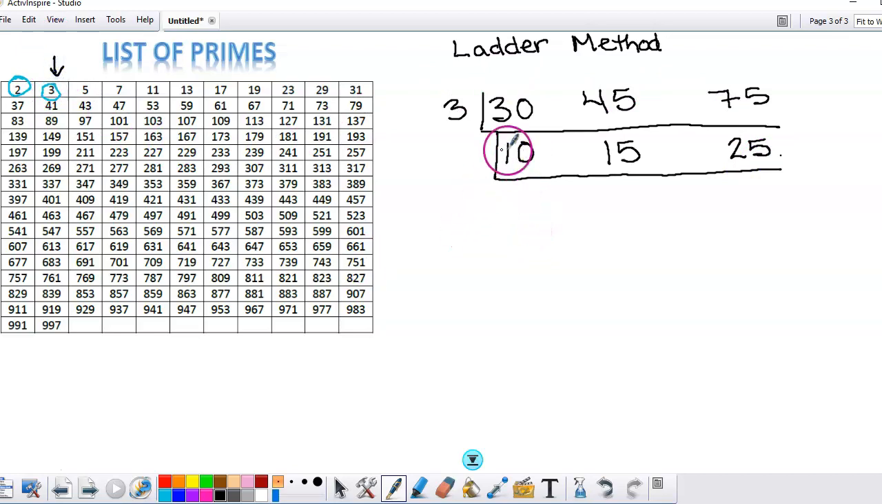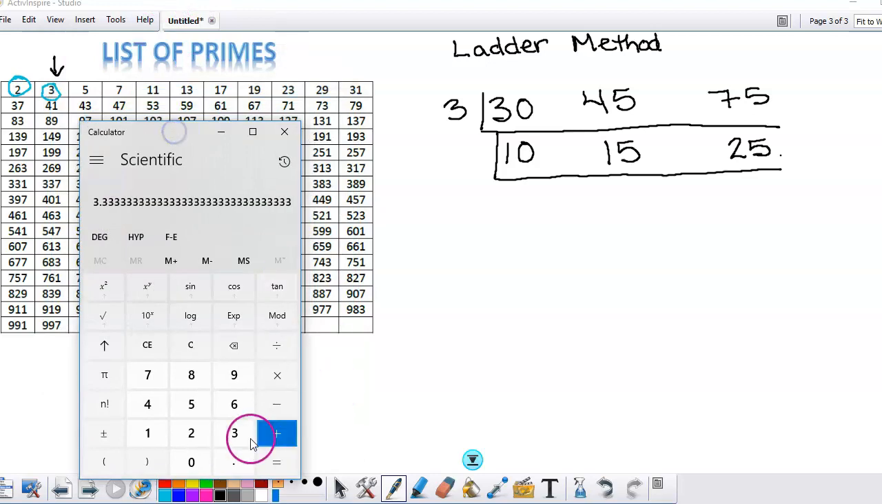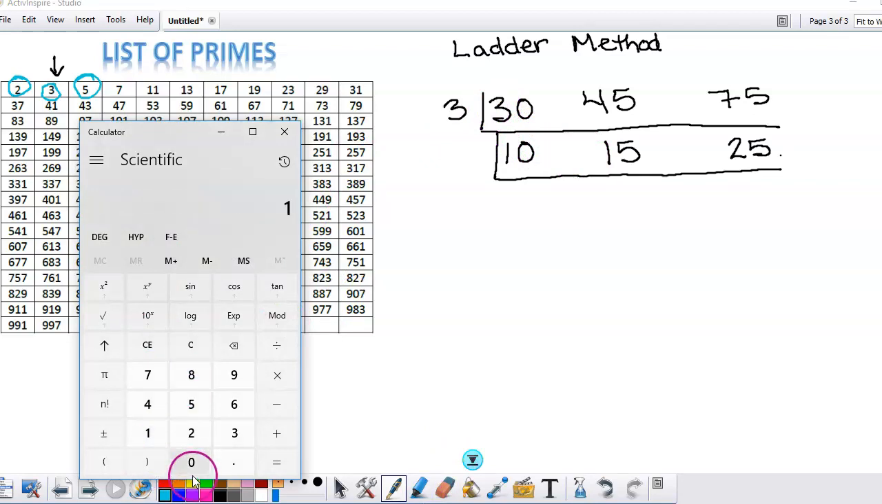So can you divide 10 by 3 and get a whole number answer? 10 divided by 3. Definitely not. So let's move on. Our next prime number is 5. Well, off the top of my head, I know 5 will go into 10 with our 2. Can 5 go into 15? 15 divided by 5. Yes, it does. Can 5 go into 25? 25 divided by 5. Yes, it does.